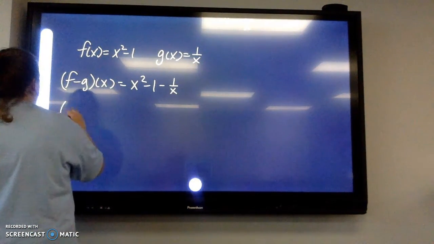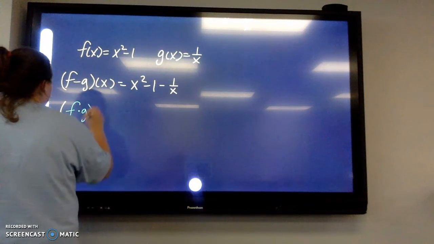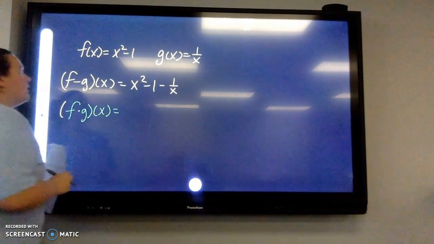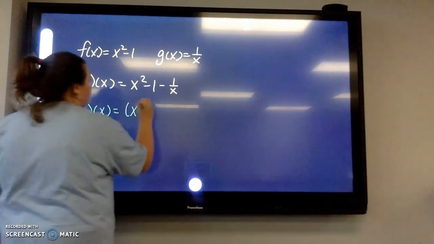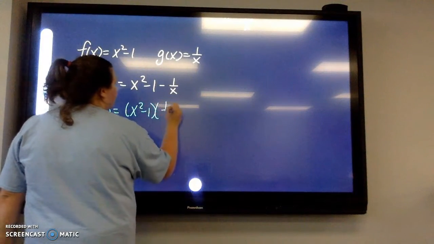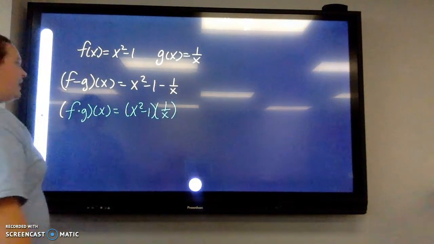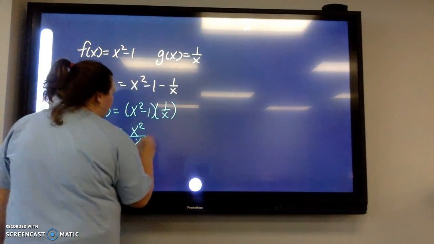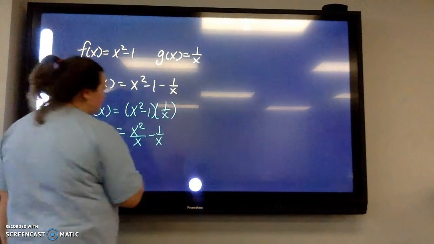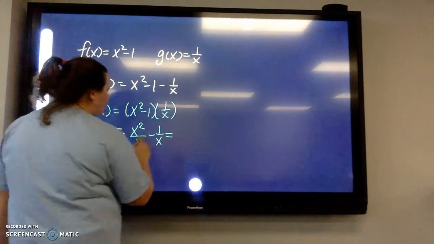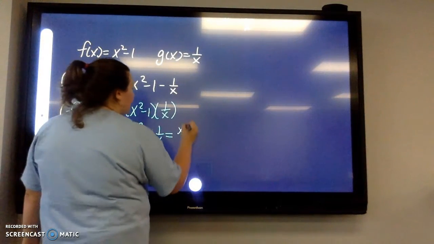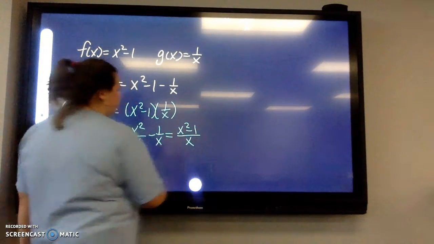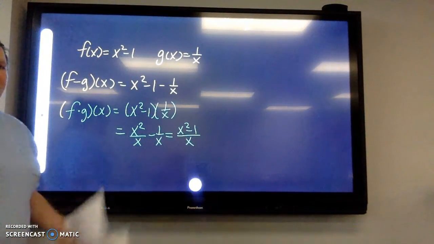19 is multiplication, so this is f times g of x. So I'm going to have x squared minus 1 times 1 over x. I go ahead and multiply it, and I get x squared over x minus 1 over x, which I can go ahead and put together because these are the same denominator, to be x squared minus 1 over x. And that's all I can do.